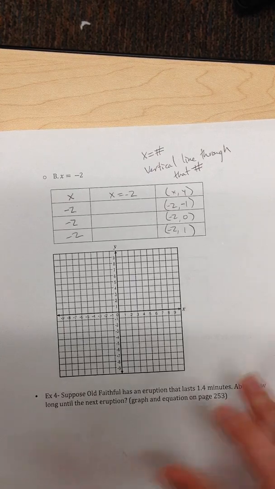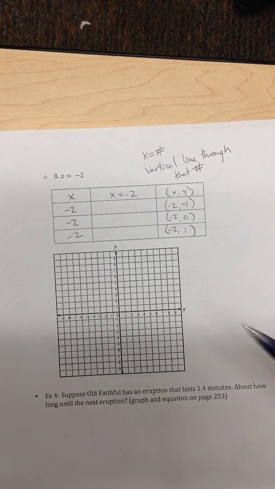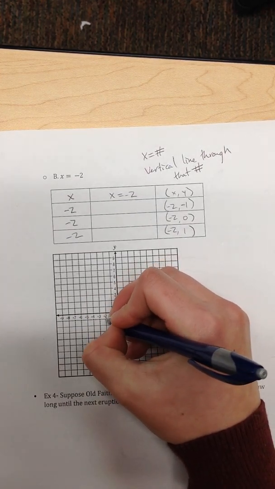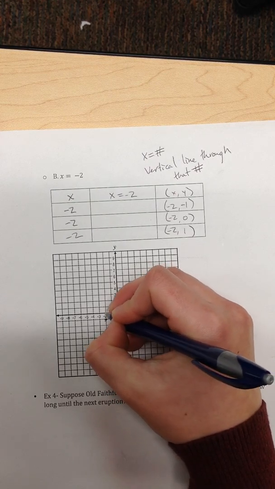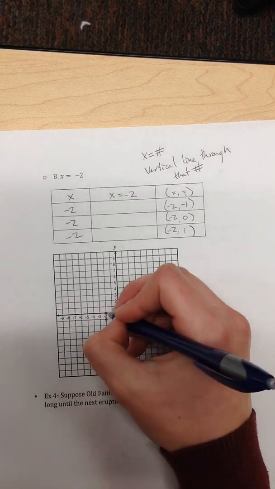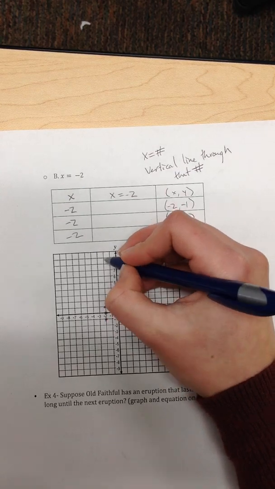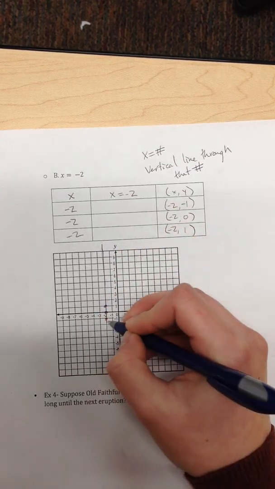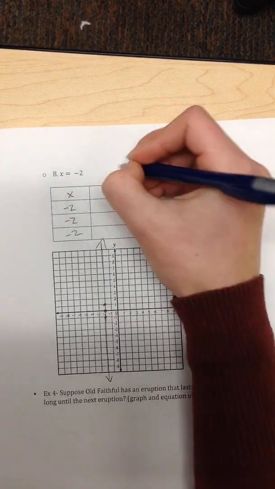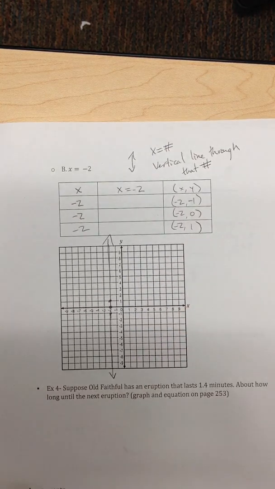Okay, so then now when I go and graph those, this should be a vertical line through -2. So when I graph it, it would be -2, -1, so left 2, down 1, -2, 0, so left 2, up 0, which would be right on the line, and then -2, 1 would be left 2, up 1. So then if we draw a line through those ones, it'll end up being a vertical line, so an up and down line, through whatever that number is. So a vertical line through -2.